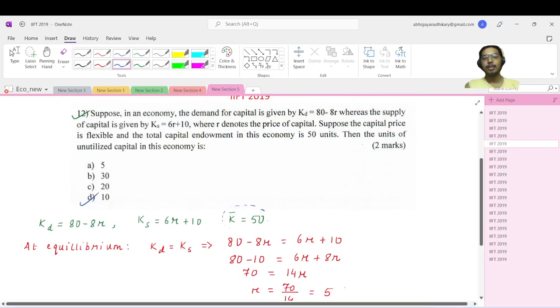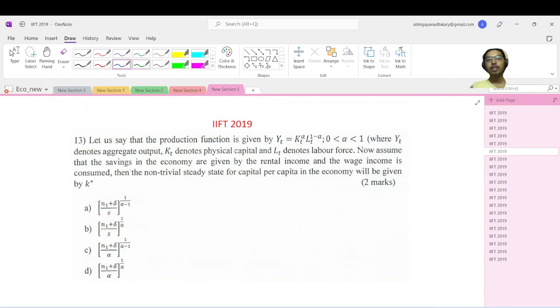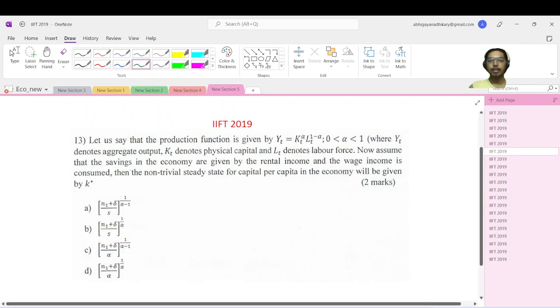Okay, thank you. So now moving on to the 13th question of the IIFT 2019 Economics Entrance question paper. So let us say that the production function is given by Yt equals Kt to the power alpha Lt to the power 1 minus alpha, where alpha lies between 0 and 1. Yt denotes the aggregate output, Kt denotes the physical capital, and Lt denotes the labor force.